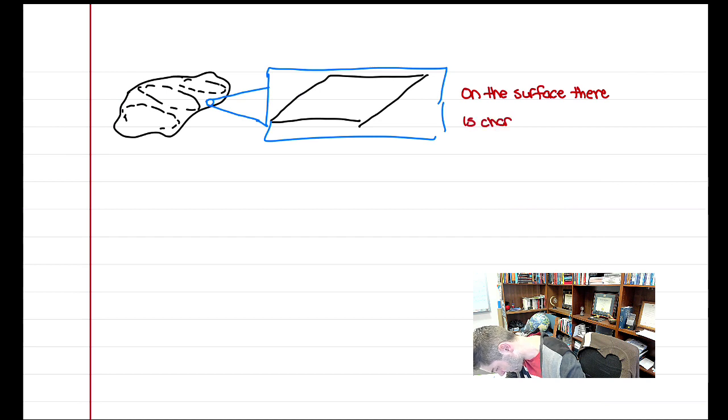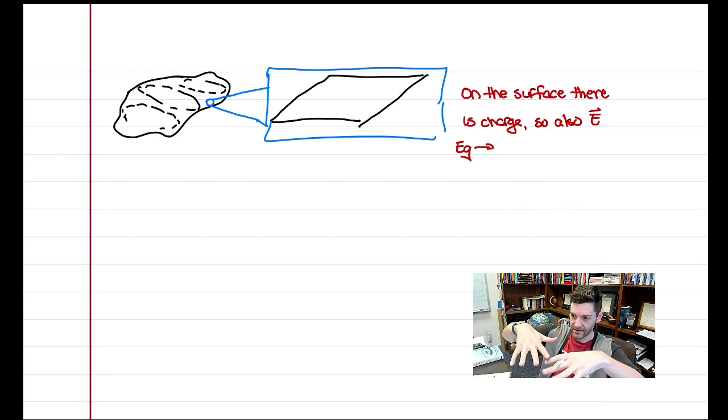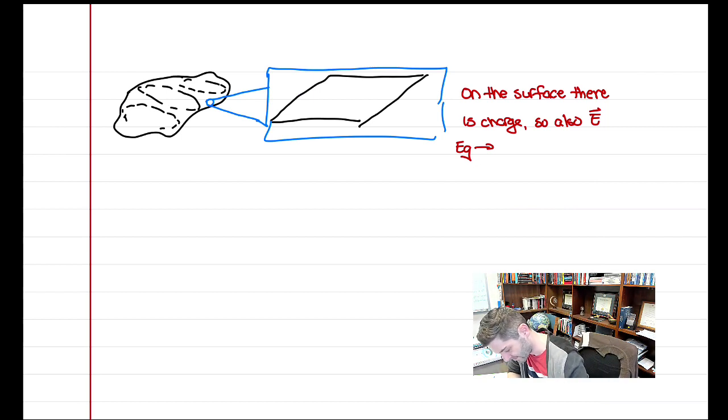Right, there is charge, so also an E field. But by equilibrium, if the thing's in equilibrium, then those charges have found a place to hang out on the surface, and then they're just sitting there. If there is an electric field that goes just a nanometer above the surface, I would expect to feel and see an electric field from those charges. But the charges are in equilibrium, so they can't be moving around one another. So by equilibrium, E must be perpendicular to the surface.